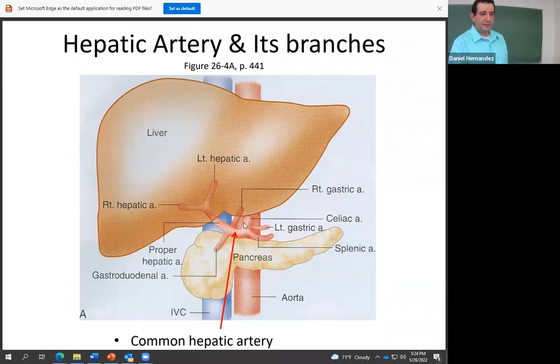So here we can see our celiac artery branching into the common hepatic. That common hepatic then branches into the gastroduodenal and then the proper hepatic.